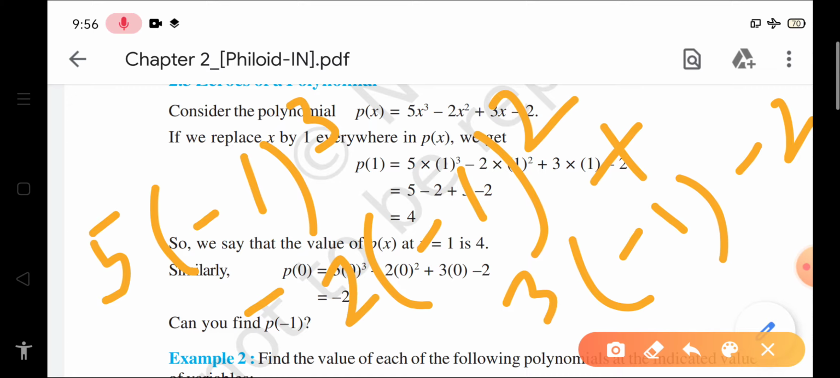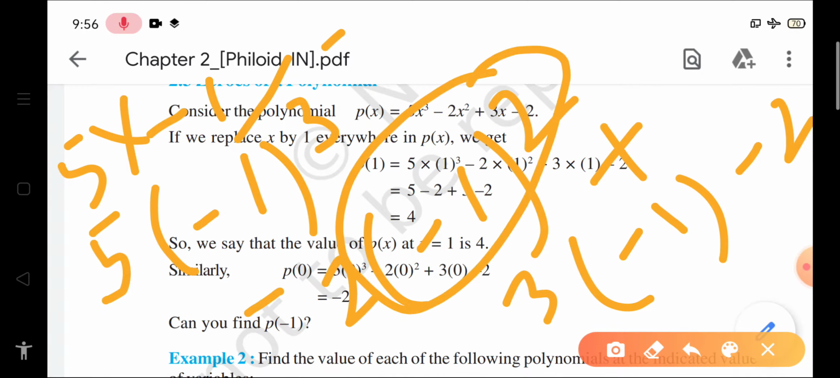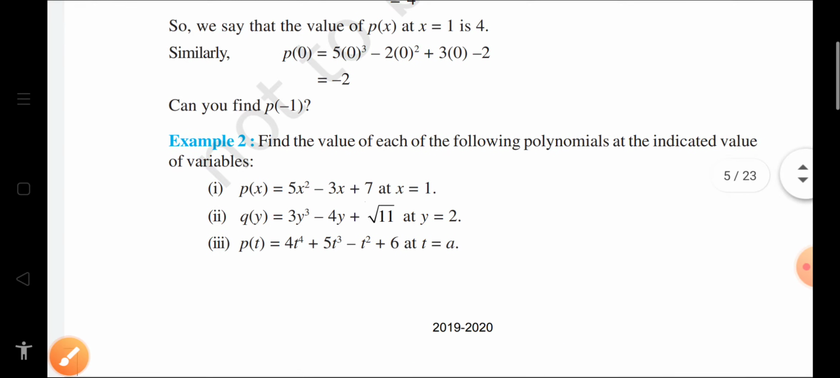So in the next line when you write minus 1 whole cube, it will be equal to minus 1, and when it is multiplied by 5 its value is equal to minus 5. Then this is the square quantity, minus 1 whole square, so it will be equal to plus, and then it is 3 multiplied by minus 1, so it is equal to minus 3 and minus 2. In the same way you can solve.